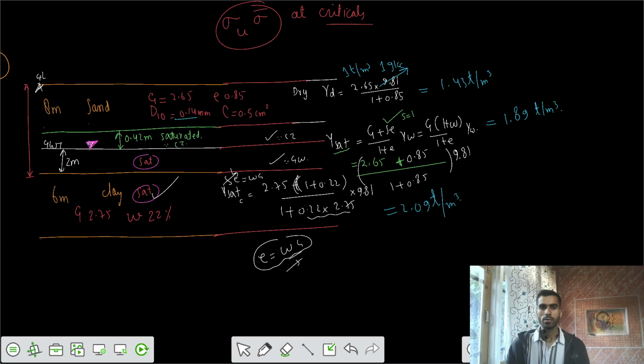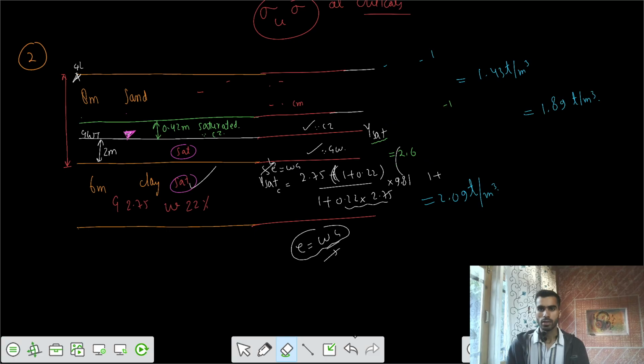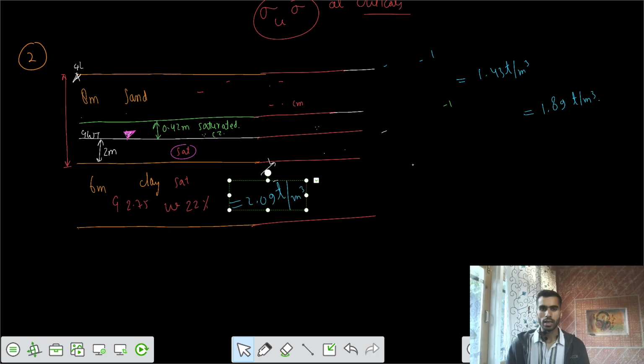So finally, let's remove all that stuff now. Let's try to only visualize the important data that is needed for our calculations. So finally, we are left with this part. 2.09 is there, 1.89 is there, and 1.43 is there.